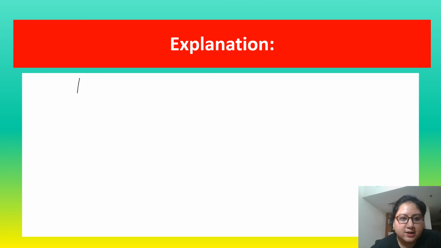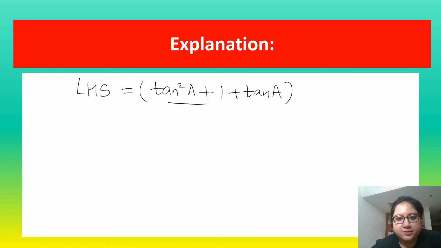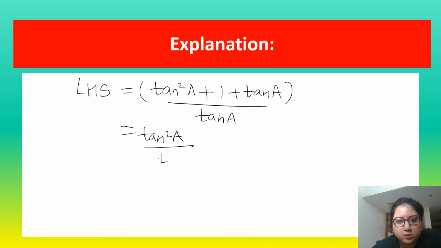Okay, now the final and last step of the question. So I'm again beginning with the left hand side, and when we stopped in the last slide, we stopped at this value tan square A plus 1 plus tan A whole divided by tan A. Now, as you can see, there are 3 terms in the numerator, only 1 in the denominator. So let's divide them and distribute 1 by 1. So that gives you tan square A over tan A plus 1 over tan A plus tan A divided by tan A.